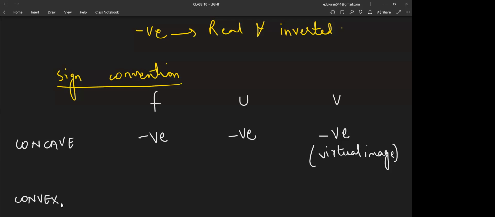And then you have the convex lens. For the convex lens, the focus was positive. Remember, it was formed behind the lens. But object distance will always be negative, because the object will always be kept in front of the lens. You cannot keep the object behind the lens. Object distance is always negative. Regarding image, we have two cases. We have seen it is positive also, or negative.